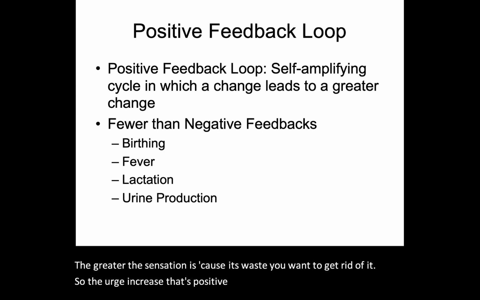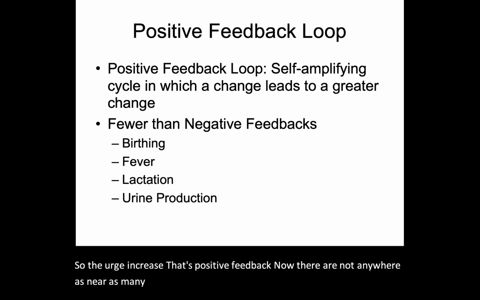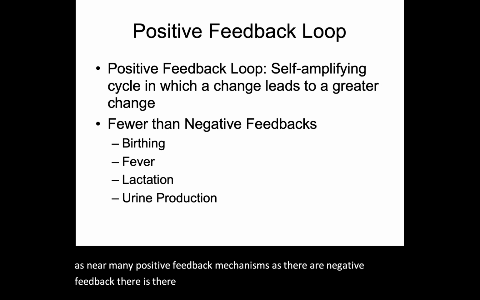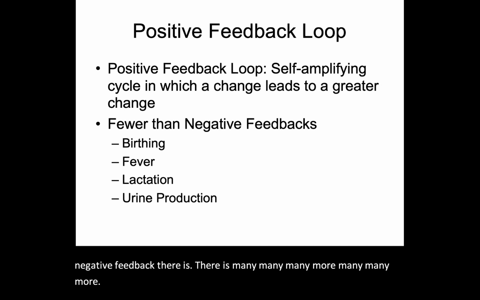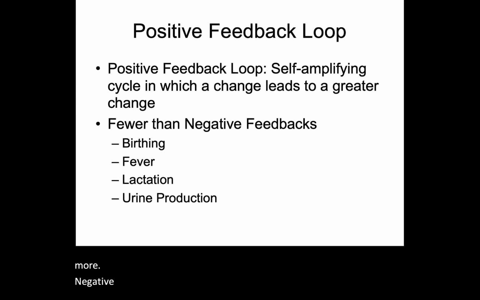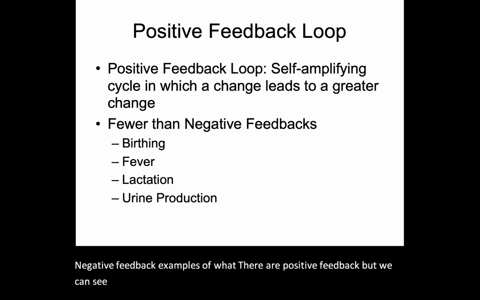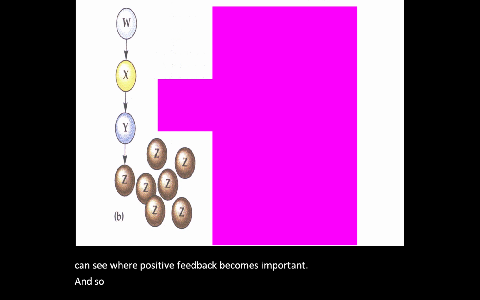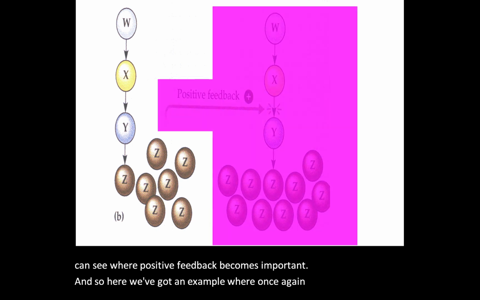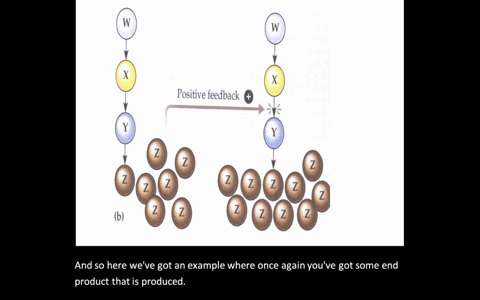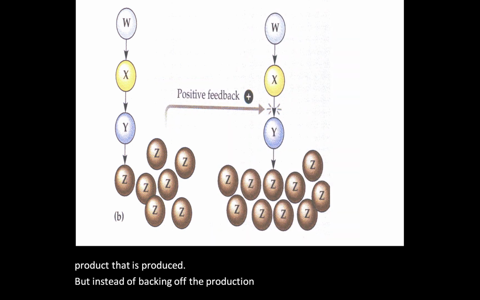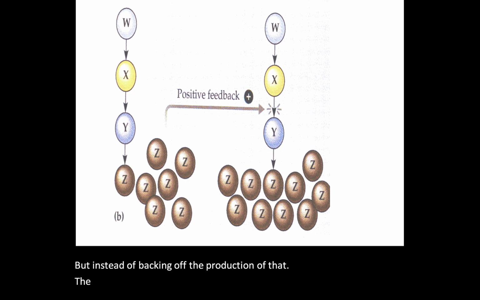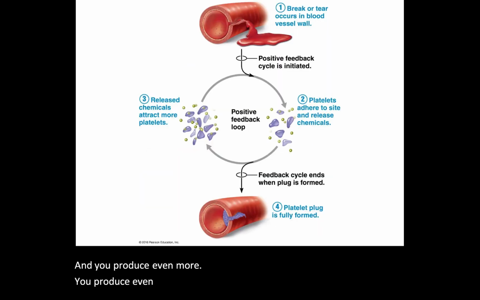Now, there are not anywhere near as many positive feedback mechanisms as there are negative feedback. There are many more negative feedback examples than positive feedback. But we can see where positive feedback becomes important. And so here we've got an example where, once again, you've got some end product that is produced, but instead of backing off the production of that, the pathway is amplified and you produce even more. You produce even more. Blood clotting is another example.